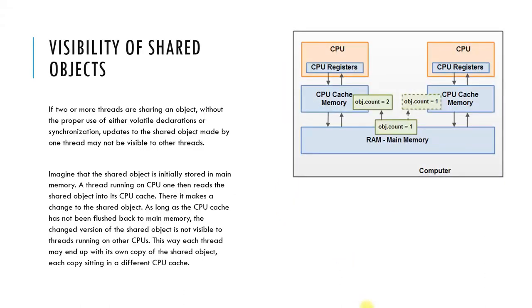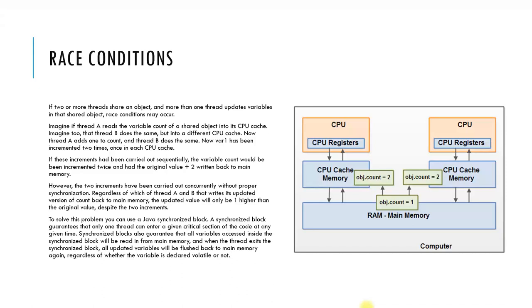Visibility of shared objects. If two or more threads are sharing an object without the proper use of either volatile declarations or synchronization, updates to the shared object made by one thread may not be visible to other threads. Imagine that the shared object is initially stored in main memory. A thread running on CPU one then reads the shared object into its CPU cache. There it makes changes to the shared object. As long as the CPU cache has not been flushed back to main memory, the changed version of the shared object is not visible to threads running on other CPUs. This way each thread may end up with its own copy of the shared object, each copy sitting in a different CPU cache.